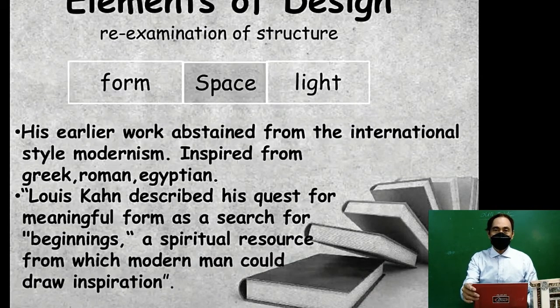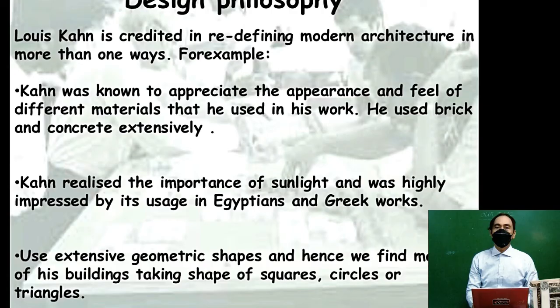Re-examination of structures, elements of design, the form, space, and light. His earlier work abstained from international style modernism, inspired by Greek, Roman, and Egyptian architecture. Louis Kahn described his quest for meaningful form as a search for beginnings, a spiritual resource from which modern man could draw inspiration.